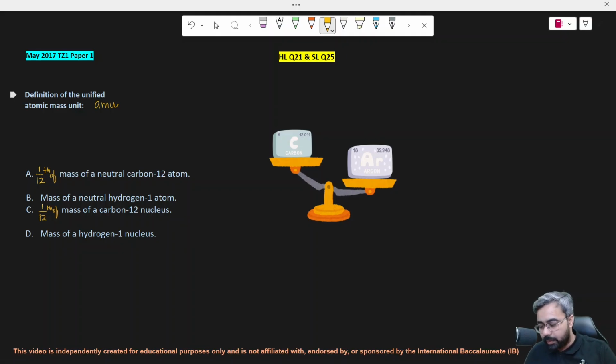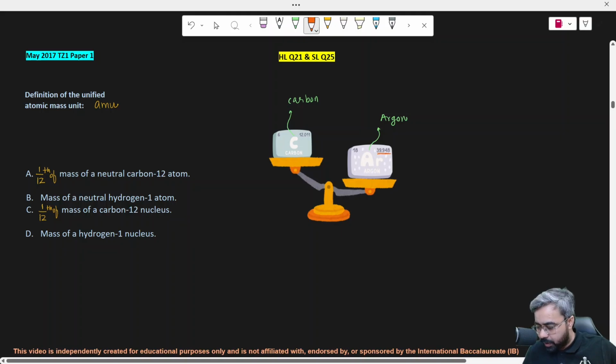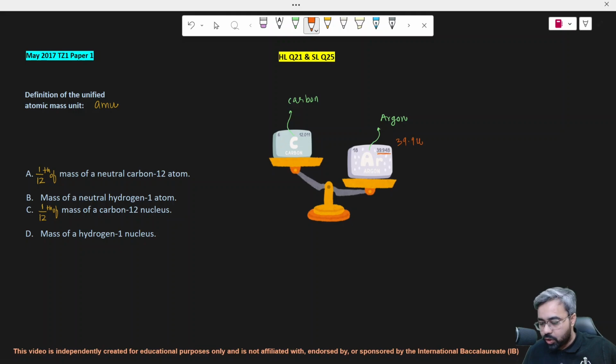In this question, we are dealing with that thing actually. In this diagram, you see, on one side of the balance we have carbon, and on the other side we have argon. Argon is almost 3.3 times heavier, which is basically 39.9 U. U is the atomic mass unit, which we also write like this.